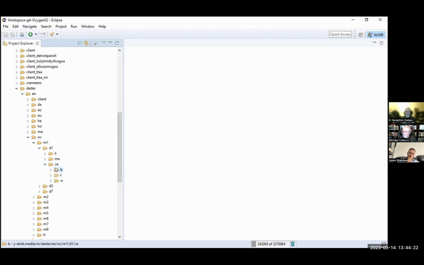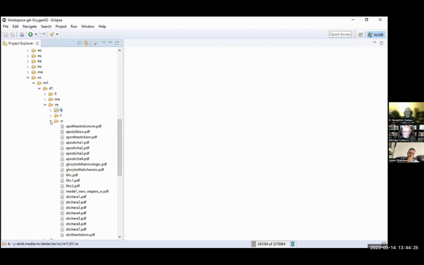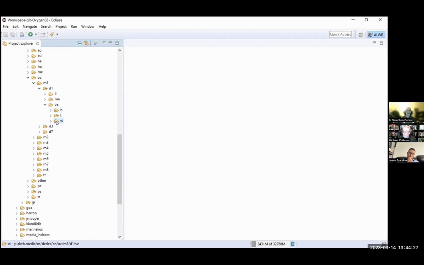And we have B, which stands for Byzantine, W stands for Western, and I don't know when and why those scores were called Western notation. It's called staff notation, but anyways, we also call it Western as opposed to Byzantine. And T stands for some text things that we'll look at maybe. So we are now in the Oktoikos mode 1, Saturday evening, because it's Vespers.